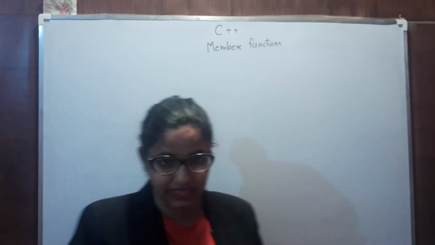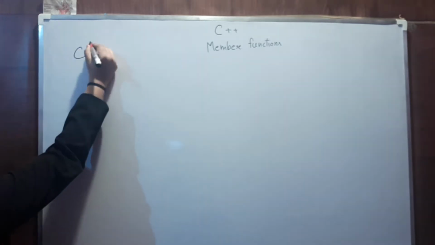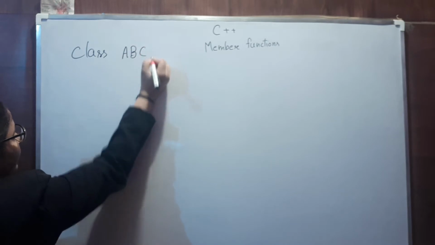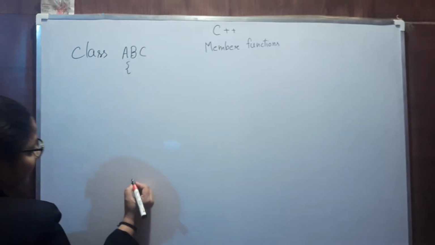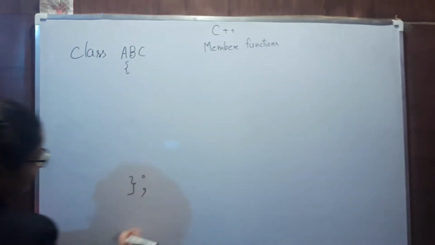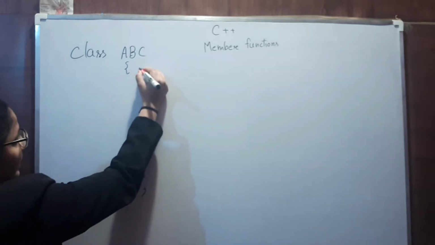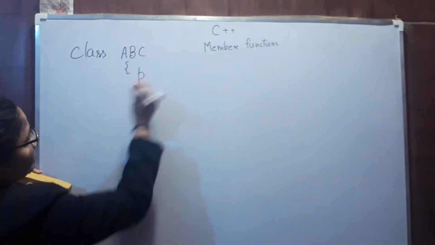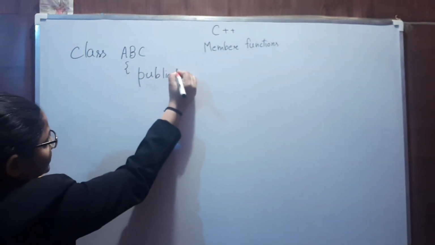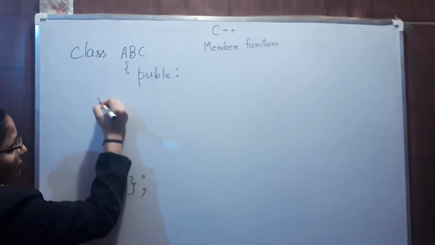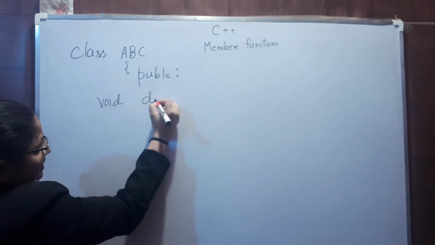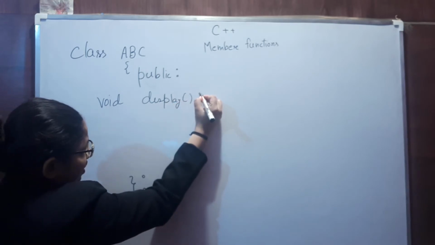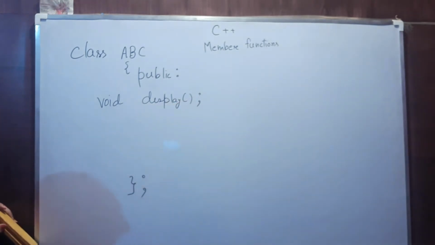Let's see both cases. Firstly, I am having a class, the keyword class, class name, here I am taking it as ABC, curly bracket opening, curly bracket closing and a semicolon. Fine. In public section, I am declaring one function, void display. Declaring means only semicolon.